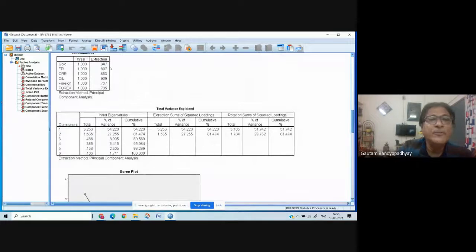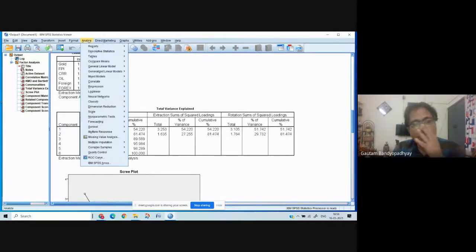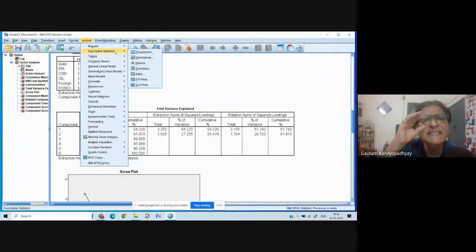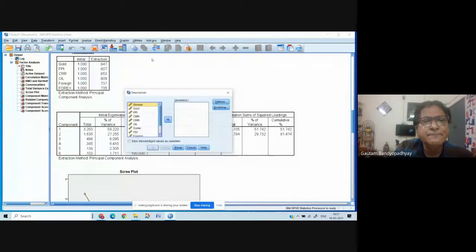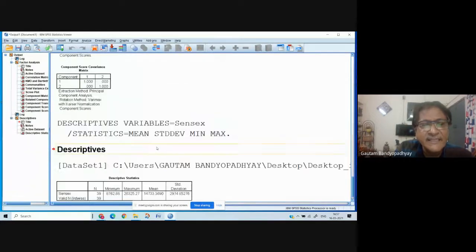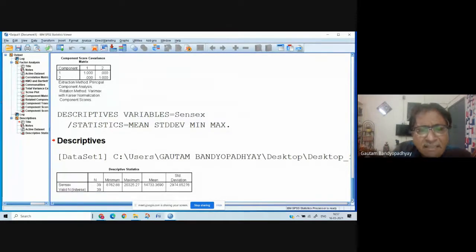Now we go to Analyze, then Descriptive Statistics. Just use Sensex. What is the average Sensex? Average Sensex value is 14733.369. So better we take 14733 for understanding. Naturally, values more than this we consider 1, and less than this we consider 0.